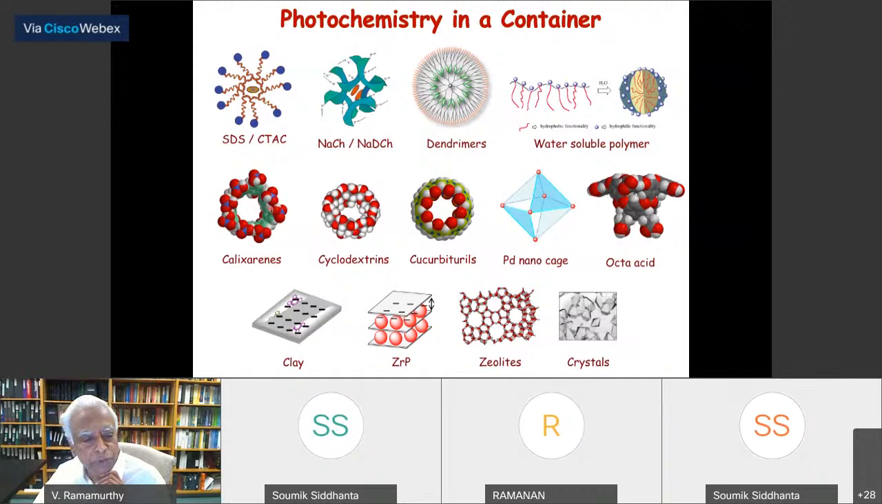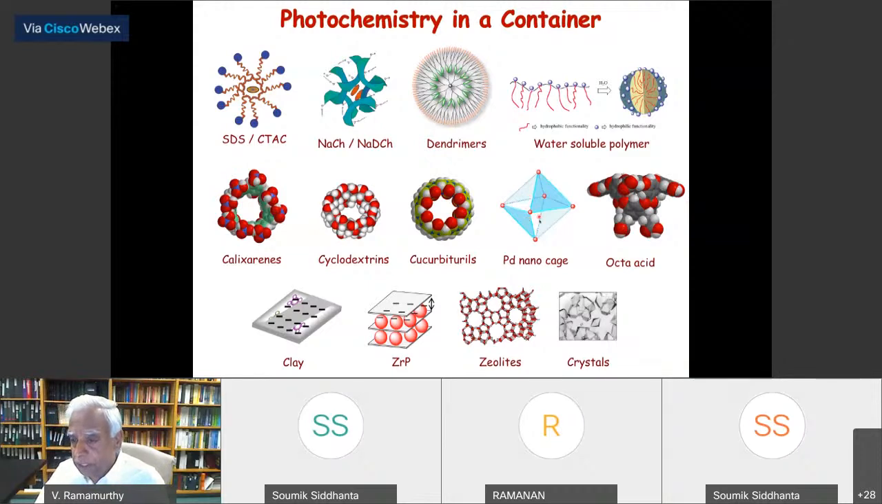If you don't know how to swim, you sit in the boat and then you travel in the ocean. So the same sort of concept is going to be. And there are also some inorganic materials which are water soluble. For example, this palladium nano cage. There are a number of these kinds of things known in the last 20 years due to Peter Stang and Fujita and some of these people. They have made this palladium nano cage, which is water soluble.